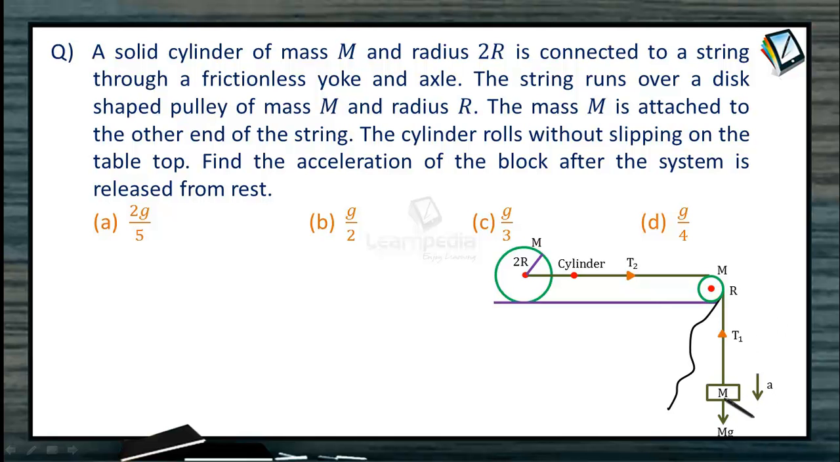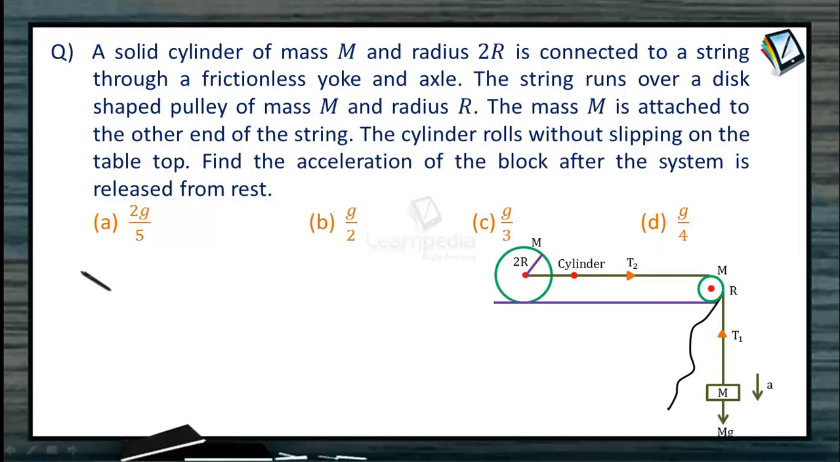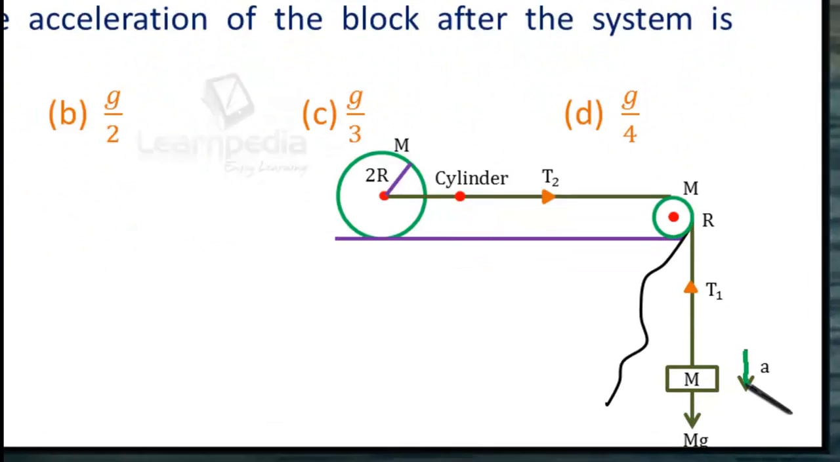So the question is very simple. We can go on making different equations of linear or translatory motion as well as rotatory motion. Let us say the first equation I will make for this particular body of mass capital M, using a free body diagram. mg minus T1 is equal to ma. This is for this particular body.